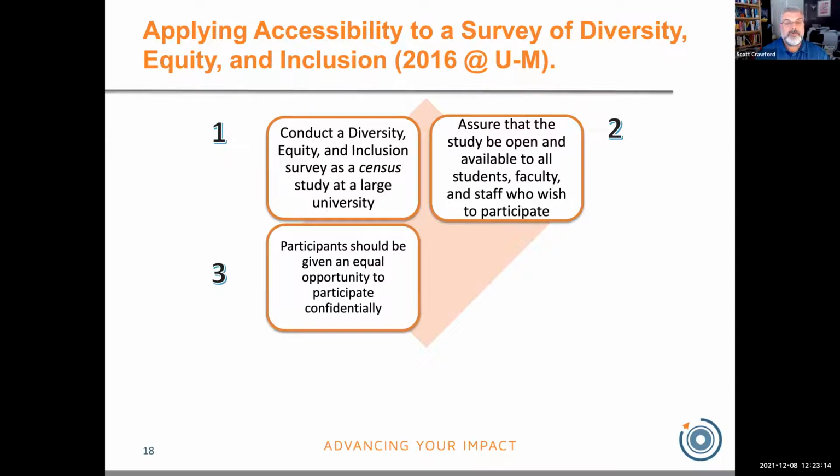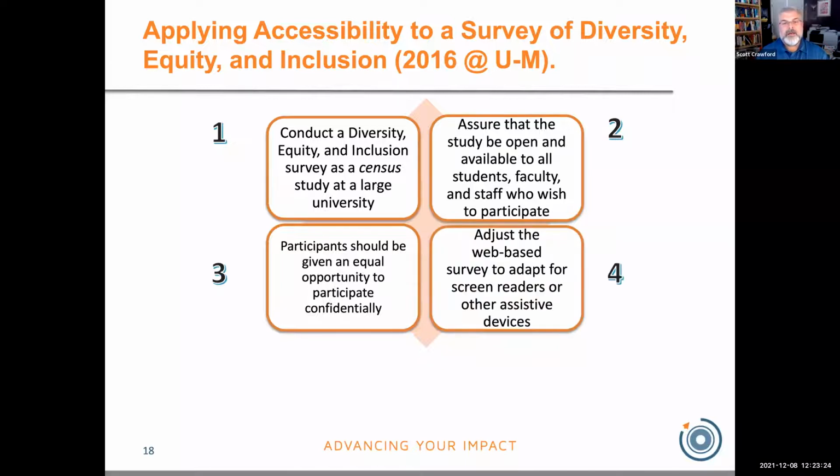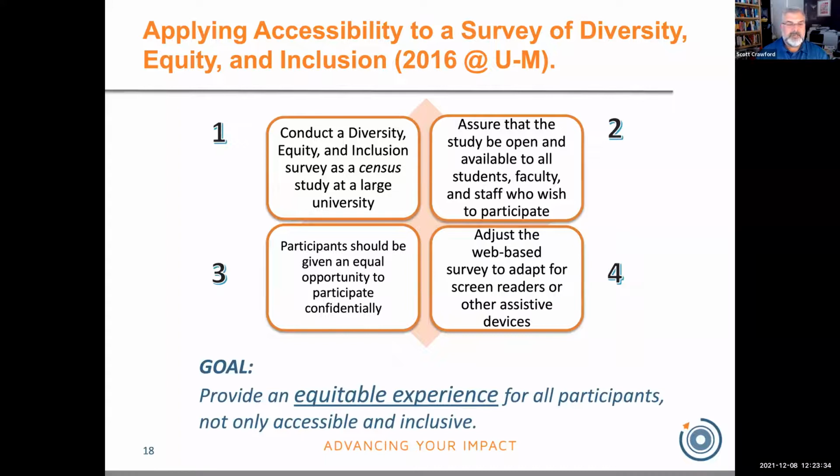We wanted to know that participants should be given an equal opportunity to participate confidentially. So options where they would have to interface with an interviewer wouldn't be ideal. And then we wanted to adjust the survey to adapt for screen readers and other assistive devices and really do a good job there. That's where our focus was for this effort. Ultimately, we wanted to provide an equitable experience for all participants.